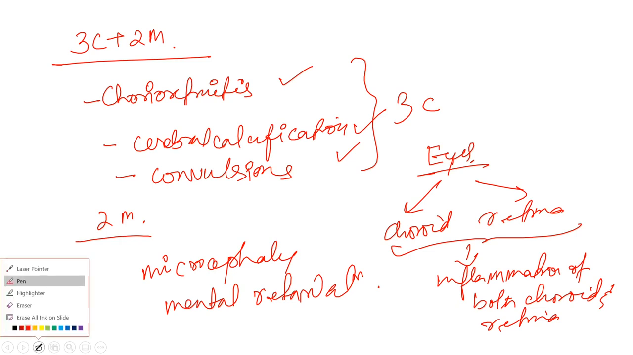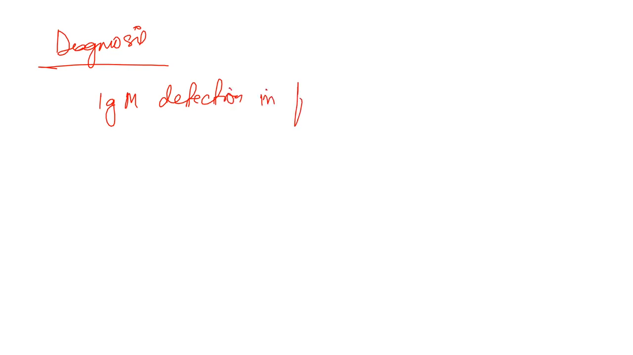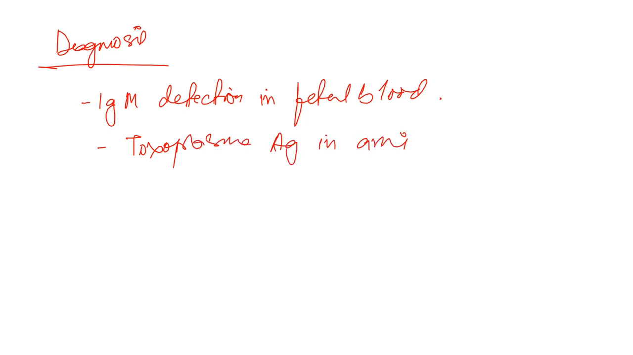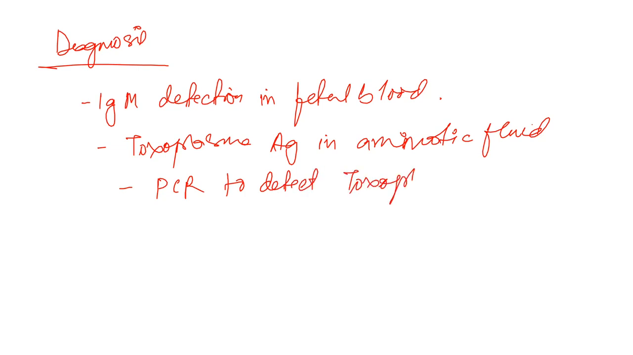Now we will talk about diagnosis. So how will we diagnose congenital toxoplasmosis? It is diagnosed by IgM detection in fetal blood, also by Toxoplasma antigen in amniotic fluid, and PCR can also be used to detect Toxoplasma genes. The most important here is IgM detection.